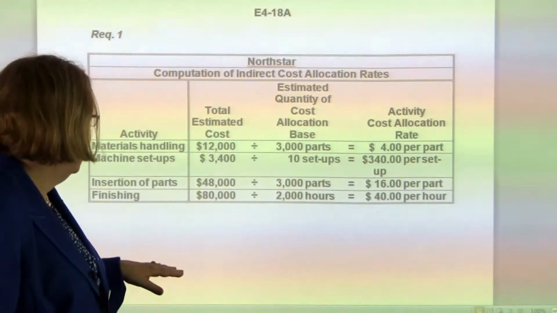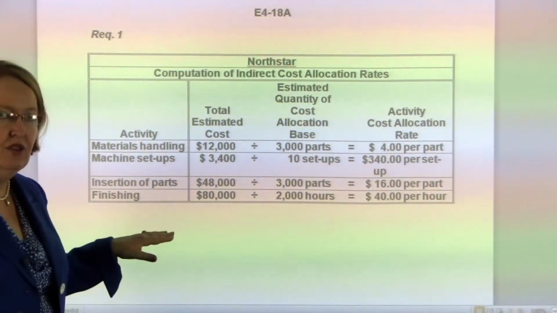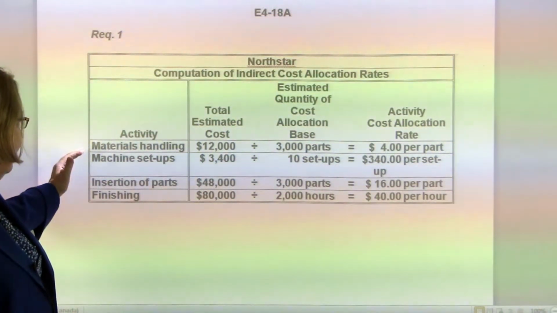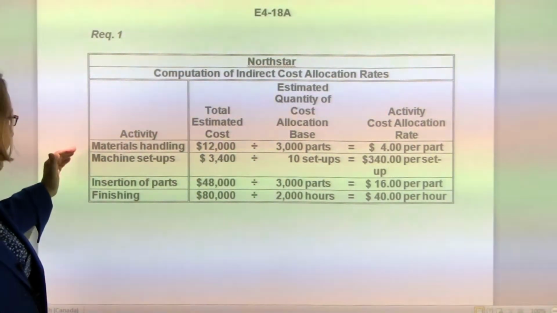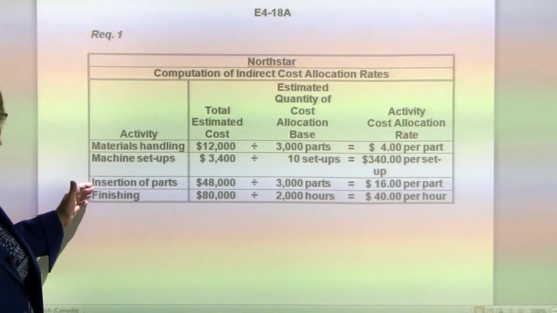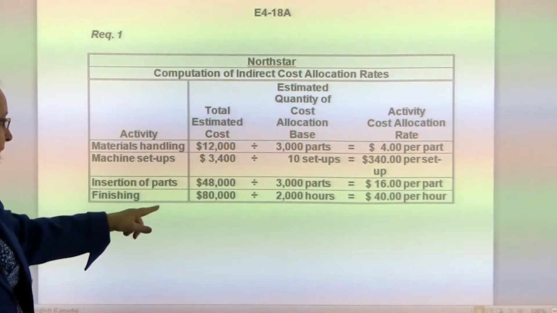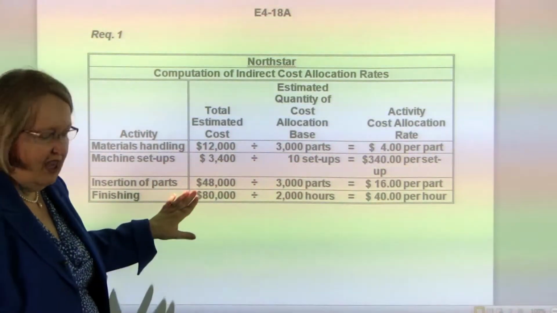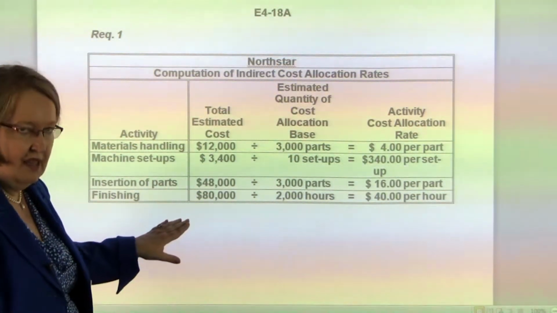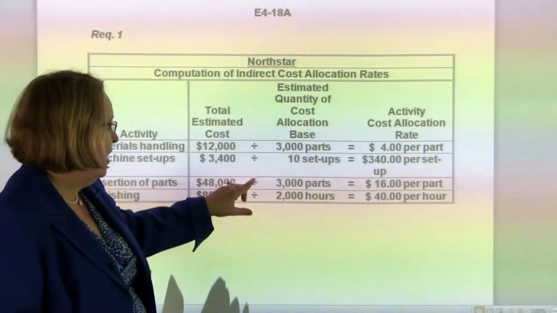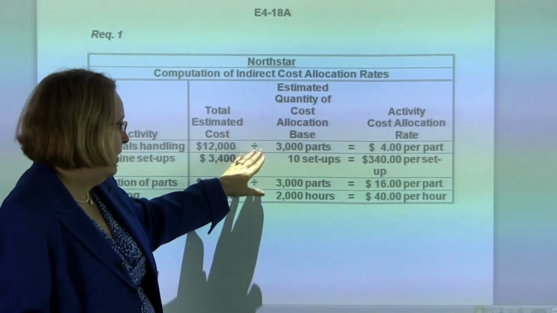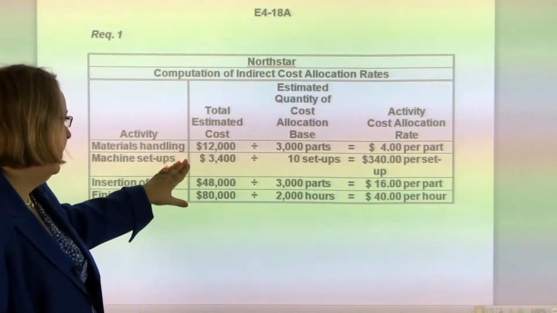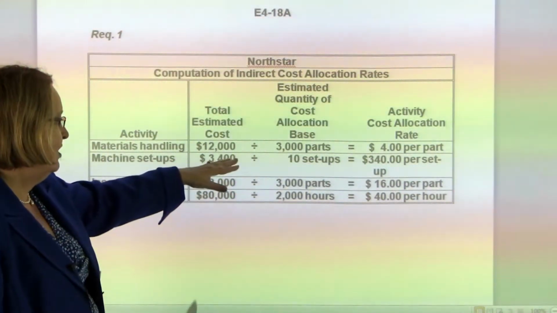The company has determined, and this is up to the company to determine, what the main activities are. They've decided the main activities are material handling, machine setup, insertion of parts, and finishing. You are given these costs here in the table, and in the narrative just below the table, you're told the number of parts, the number of setups, and the number of finishing hours.